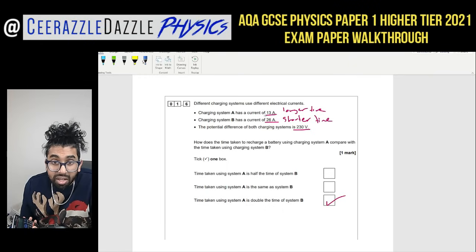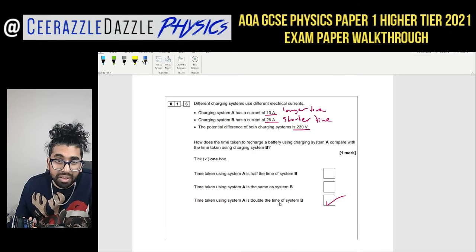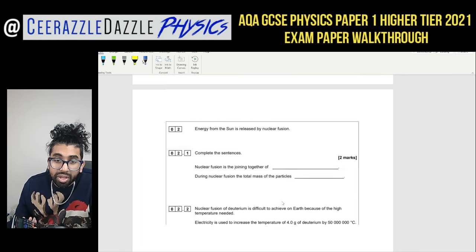System B has double the current of A, so therefore it will be done in half the time. So this is the reason why the time taken using system A is double the time taken of system B. Easy stuff. Okay, scrolling down.